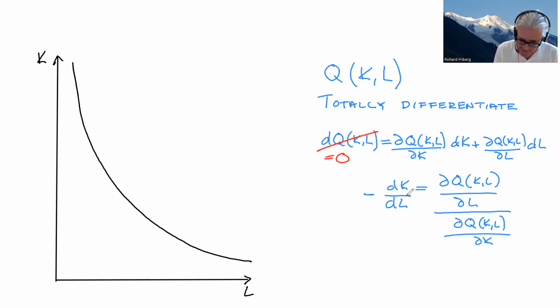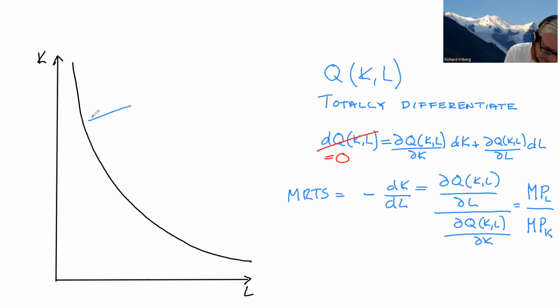So what is this saying? Well, this is the slope, right? This dK over dL, what we sometimes call the marginal rate of technical substitution, MRTS. This is equal to what? The marginal product of labor, MPL, over the marginal product of capital, MPK. Okay? So that's saying that the slope here, the absolute value of the slope rather, is MPL over MPK.